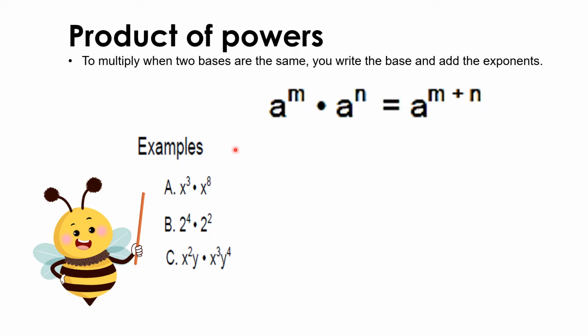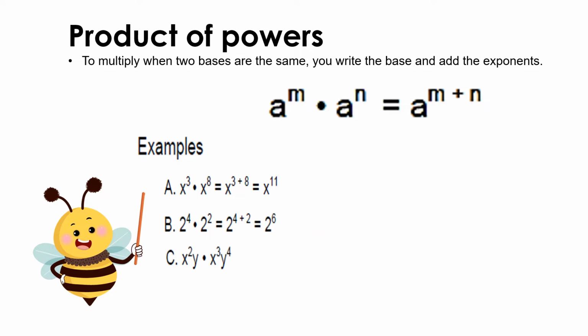So we have 3 examples. First example is that x cubed multiplied by x raised to 8 is equal to x raised to 3 plus 8. So copy the base, then add the exponent. Therefore, our final answer is x raised to 11. Next, we have 2 raised to 4 multiplied by 2 squared. So copy the base 2, then just add the exponent, that is 4 plus 2. So therefore, we have 2 raised to 6.